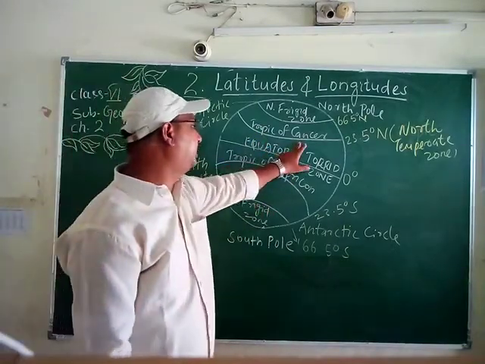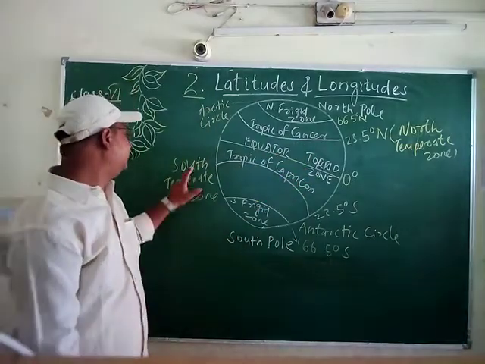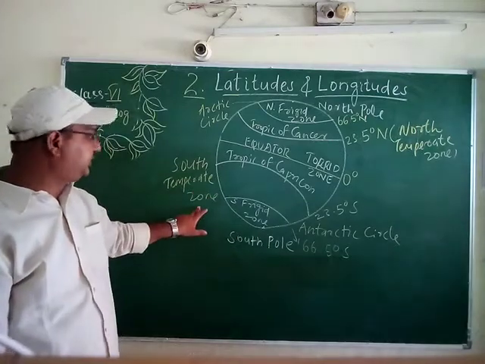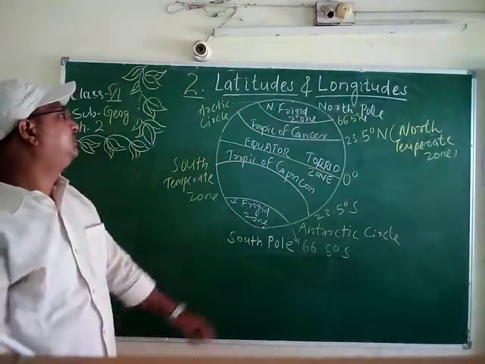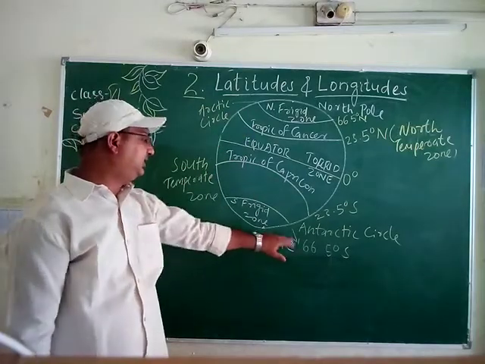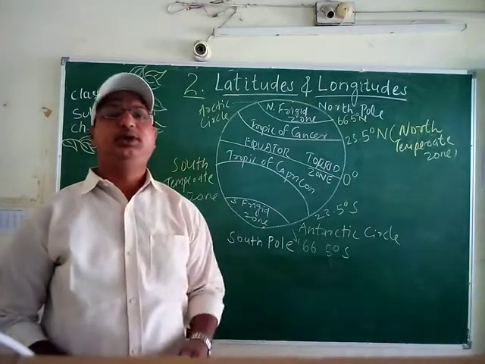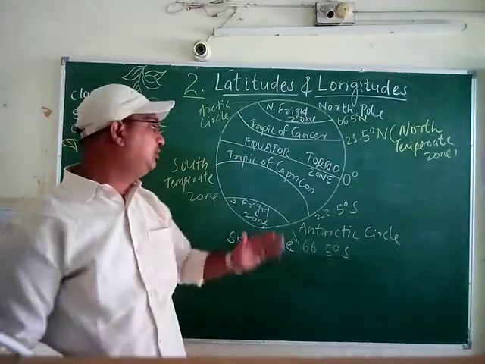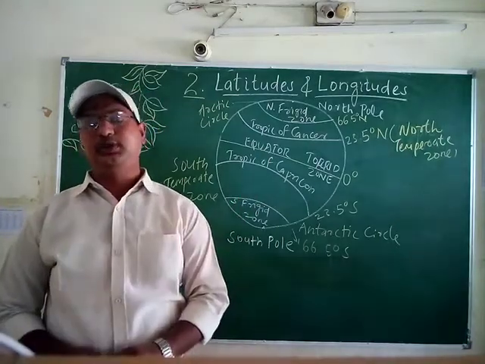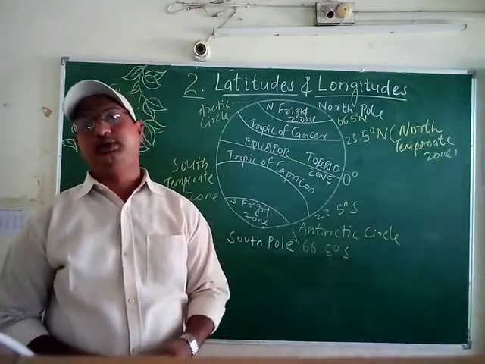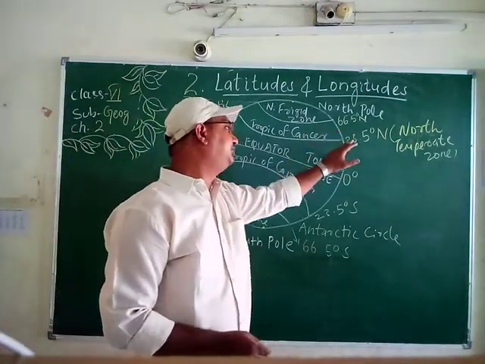This is the Tropic of Cancer and this is the Tropic of Capricorn. And as you know, this is the South Temperate Zone and this is the North Temperate Zone. Students, this is the Arctic Circle and this is the Antarctic Circle. Students, by looking at the diagram, you must memorize it altogether, because this diagram can help you in further classes. So, these are the degrees.